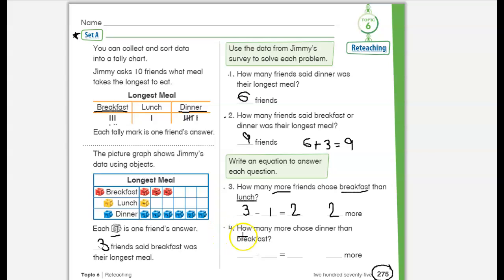On number 4, it says how many more chose dinner than breakfast. Just like we worked in number 3, we are going to subtract again. Let's count the total number of friends who said that dinner was their longest meal to eat. 1, 2, 3, 4, 5, 6. Write the total number of dinner votes. Now we need to subtract how many students chose breakfast. 1, 2, 3.